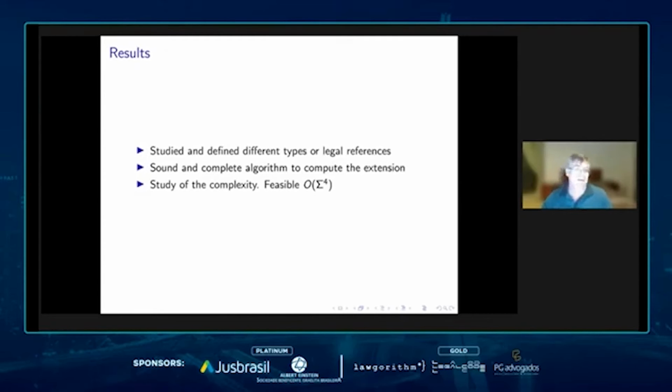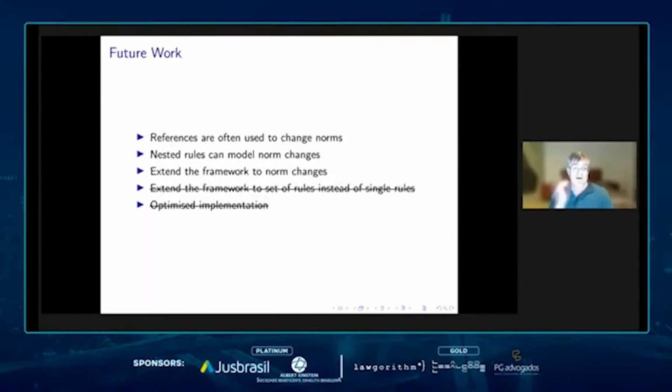Now, we don't really have any practical experiment to see whether the overhead, the fourth power, is really a problem or not. I expect it might not be a serious problem, but it's something we need to study more in the future. So let me go to some possible ideas for future work.